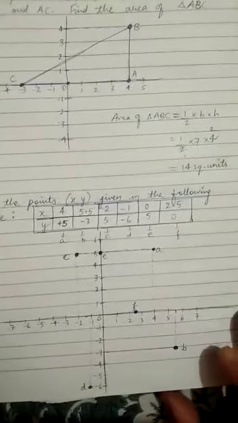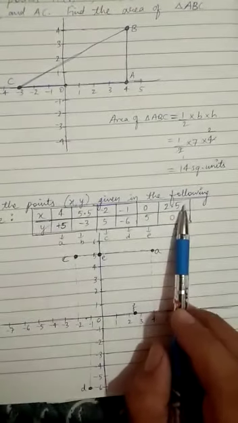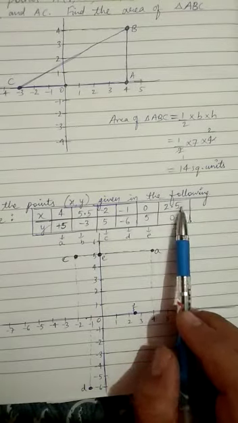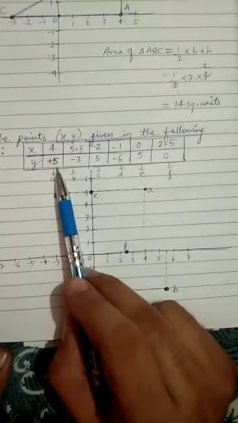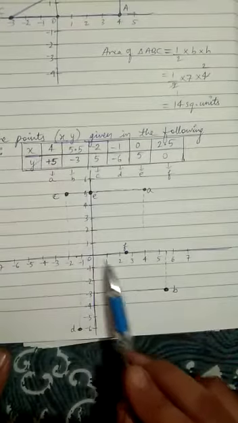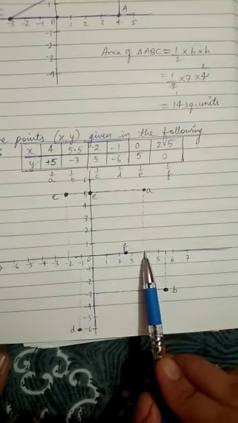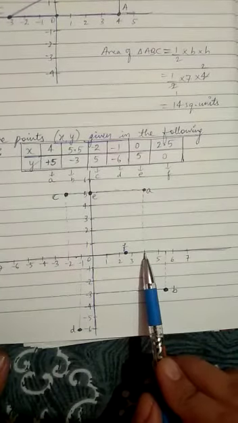Another question: we have to plot these points on the graph sheet. See, the very first point is x is 4 and y is plus 5. X plus 4 towards the right and y 5 upward above the x-axis. This is the point where x coordinate is 4 and y coordinate is 5.